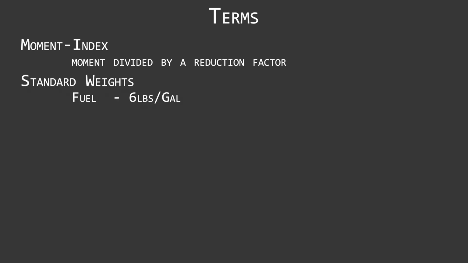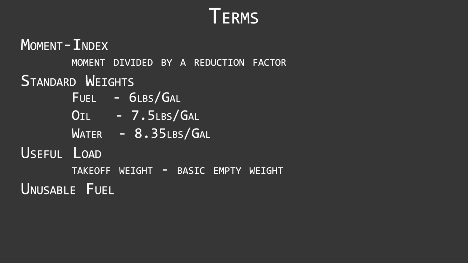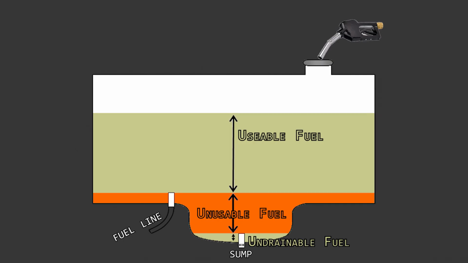Standard weights are 6 pounds for a gallon of gas, 7.5 pounds for a gallon of oil, even though you buy it in quarts, so that makes no sense, and then water is 8.35 pounds per gallon. And finally, useful load, you might see that, and that's all the passengers, all the baggage, usable oil, and drainable fuel. In other words, it's the maximum gross weight minus the basic empty weight. Unusable fuel is fuel that you can't use, because that's the fuel that's left over maybe at the bottom of the fuel tank, maybe in the fuel lines, and it's not usable for propulsion.